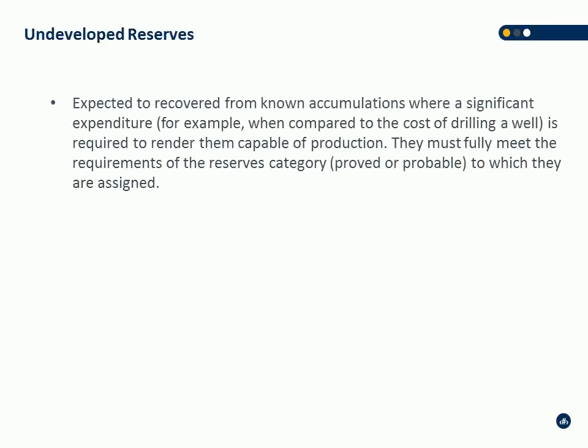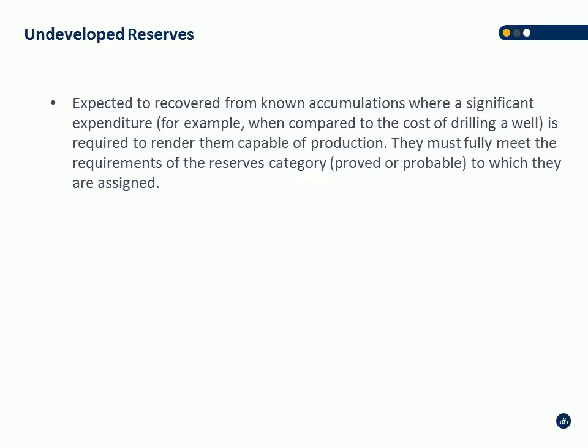Undeveloped reserves are expected to be recovered from known accumulations where a significant expenditure is required when compared to the cost of drilling a well. So again, the difference between developed non-producing and undeveloped is really the magnitude of capital expenditure. And the hurdle that COGEH puts in place is the cost of drilling a well. So if it costs a company $100,000 to drill a well, and they have $100,000 of tie-in costs or infrastructure costs remaining to bring the well on production, then that would have to be classified as undeveloped.